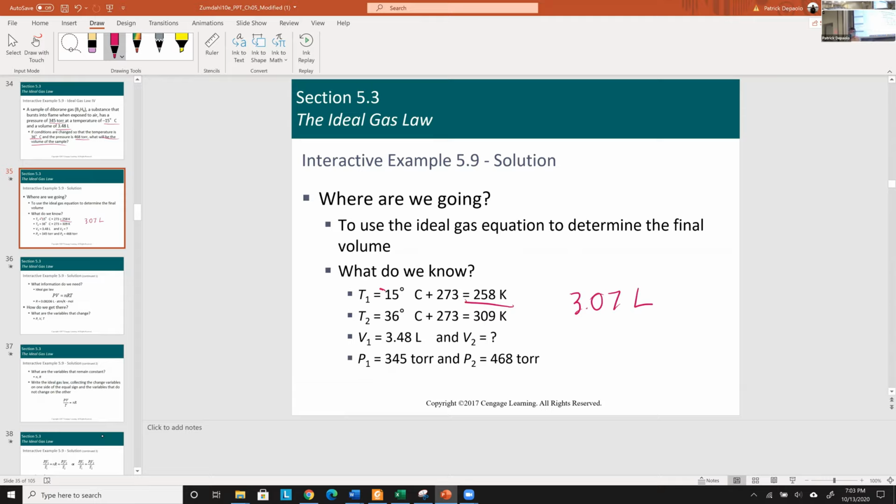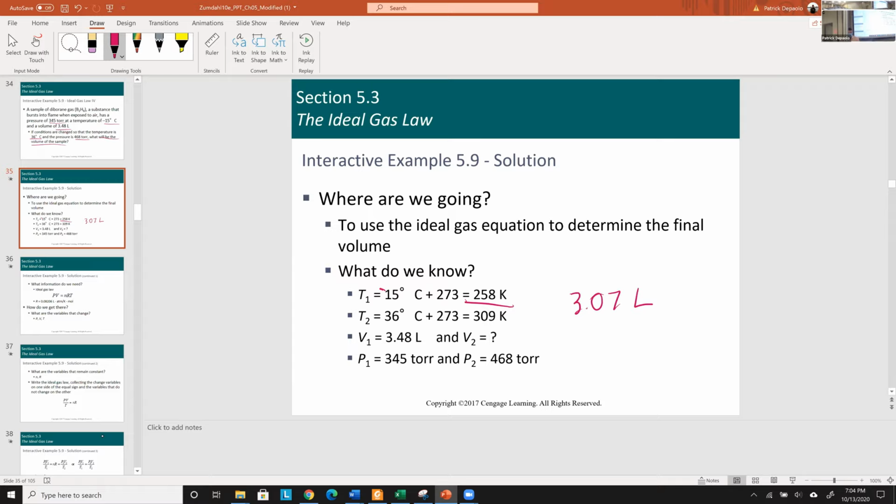So does that make sense? This is kind of a difficult one to look at, but you have the temperatures going up. So you're thinking, all right, the volume is probably going up too. The pressure is also going up. So you're thinking, all right, if pressure goes up, that means usually the volume is going down. The temperature is going up by less than, let's say, 1.2, 1.3.